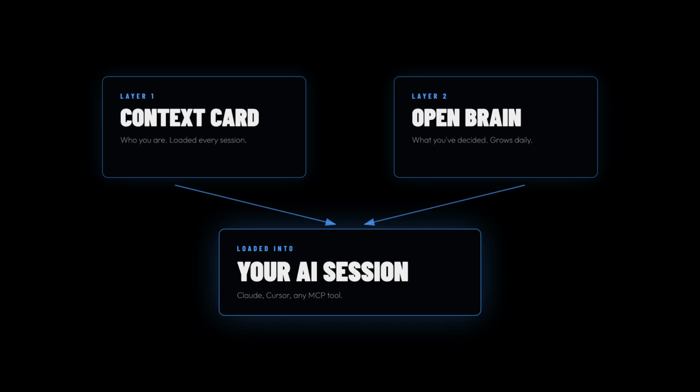There's also something called the context card. That's your About Me file. It loads every session and tells Claude who you are, your goals, how you like to work. That's static. OpenBrain is different. It's not about who you are, it's about what you've been deciding. Both layers are running at once.